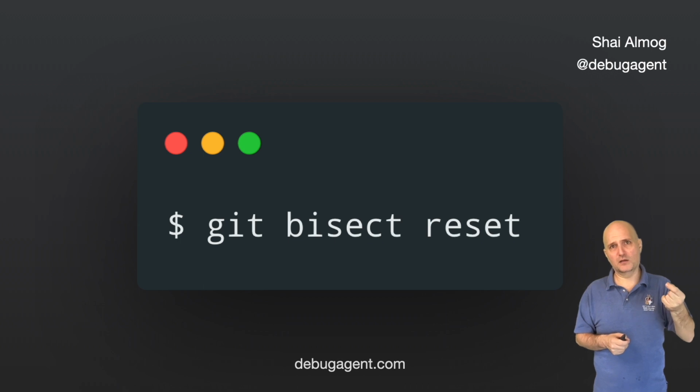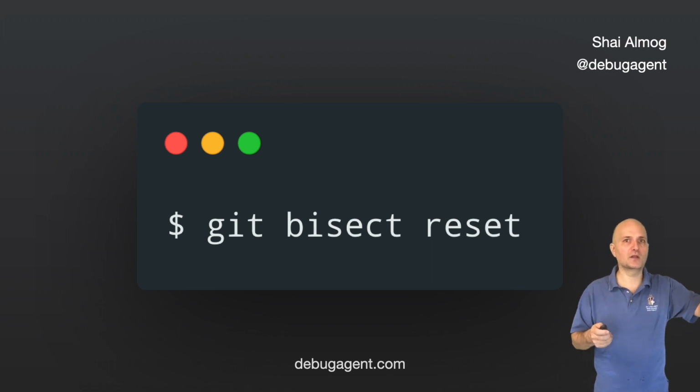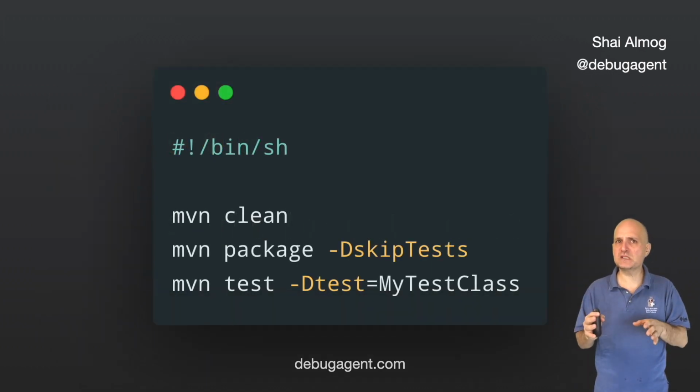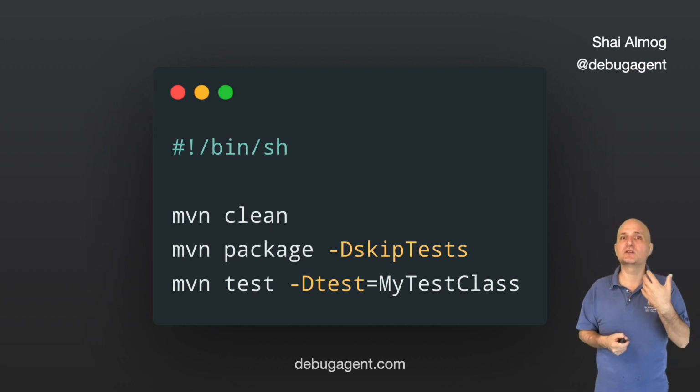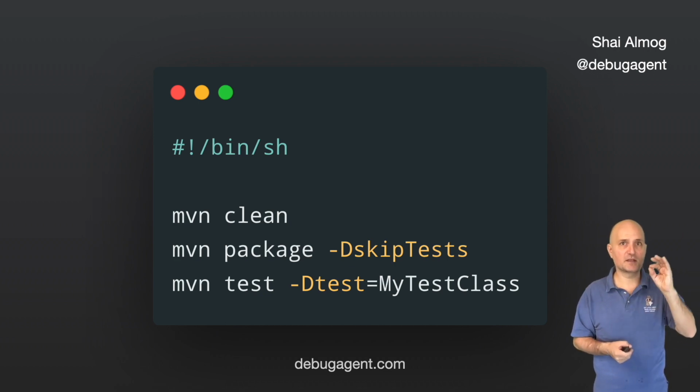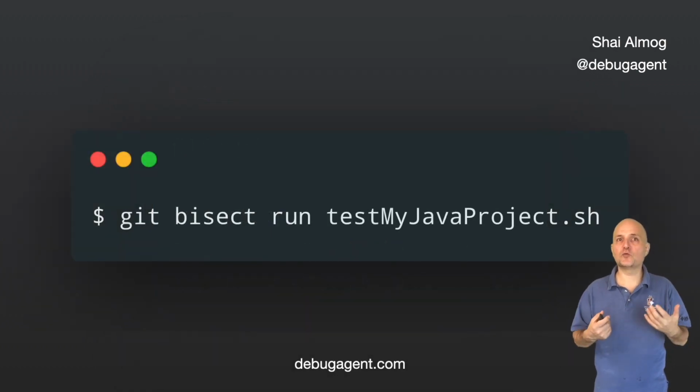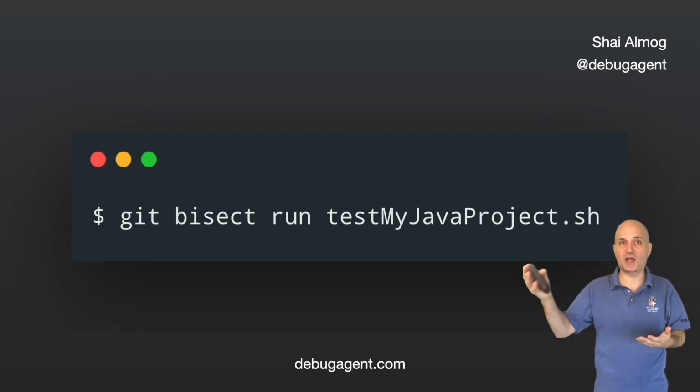This way, the broken revision will be identified automatically for us with no human interaction. To do this, I first need a test case, a simple shell script that will fail if the test class doesn't pass. I want this to be relatively fast, though, so I don't run all the other tests. I can save this shell script and pass it to Git. I can now run this shell script on revisions between the good and the bad revision.